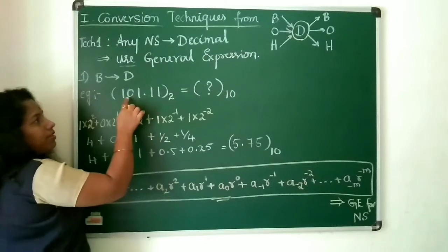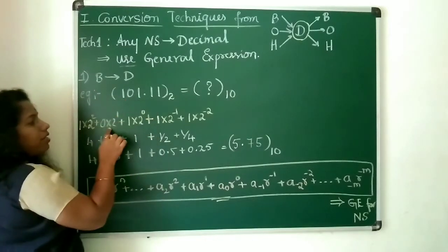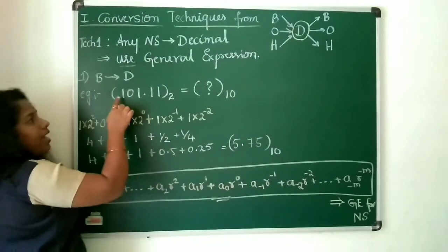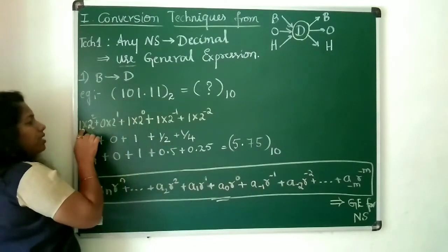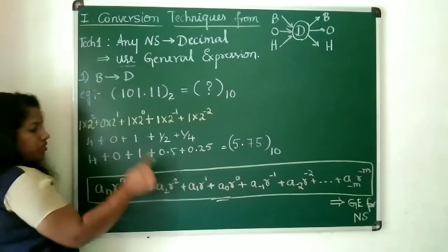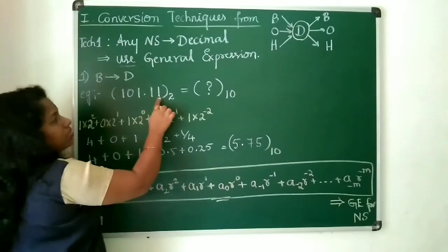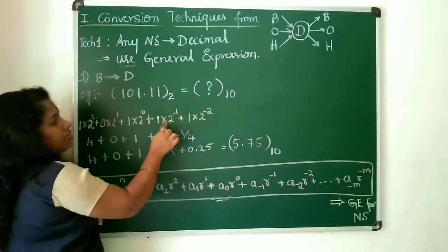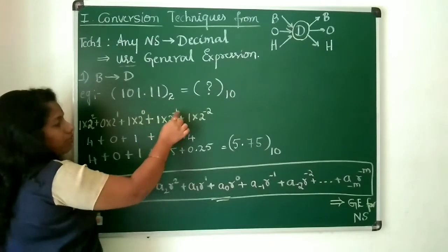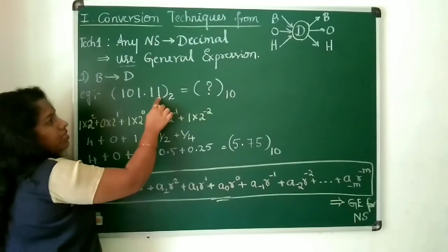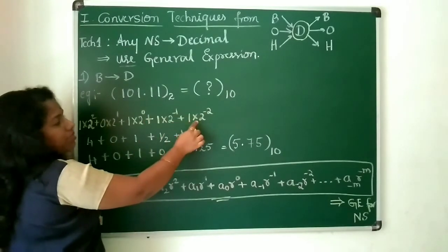The next digit is 0 multiplied by 2 to the power of 1, similar to a1 r to the power of 1. And then 1 here is multiplied by 2 to the power of 2, which is similar to a2 into r to the power of 2. When you consider this fractional part, 1 into r to the power of minus 1. Here r is 2, so 2 to the power of minus 1. The next digit is 1, 1 multiplied by 2 to the power of minus 2.